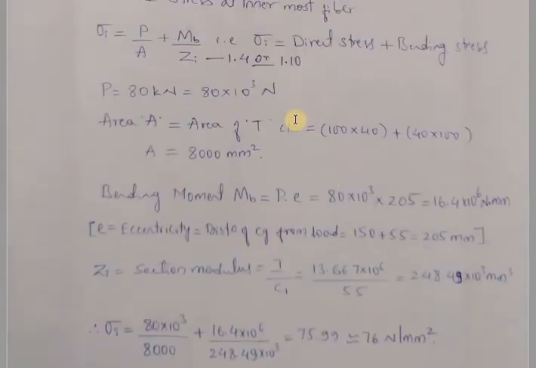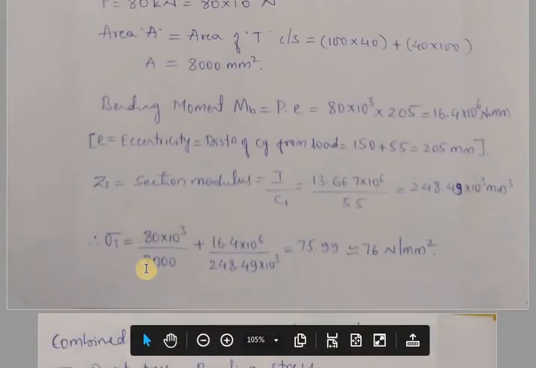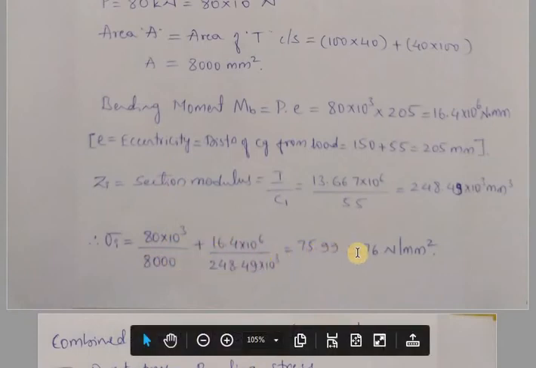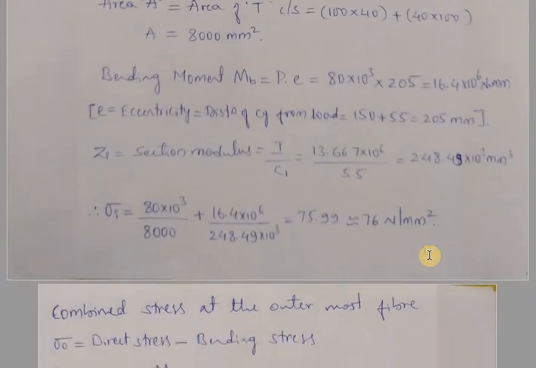Substituting the parameters in this equation, we get the combined stresses of the inner fiber. This is the value of P divided by A plus M_b divided by Z_i, which is equal to 76 Newton per mm square. This is the combined stress induced at the inner fiber.